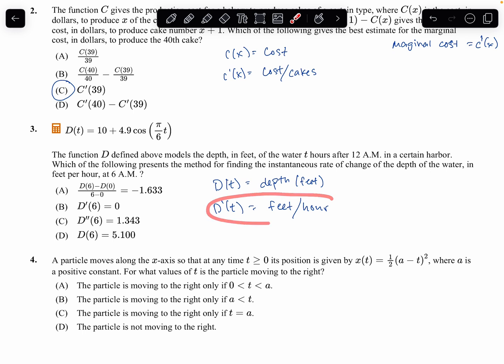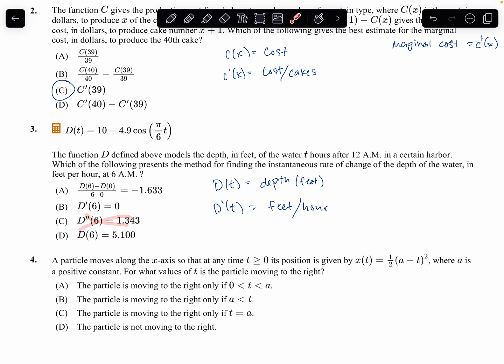So there you go. In feet per hour, instantaneous rate of change. So if we're trying to find something, we need to be using d prime of t to get feet per hour. So we're not going to be using this right here because d of 6 will tell you the depth after 6 hours. So d of 6 is the depth after 6 hours. So it's not going to be this one.